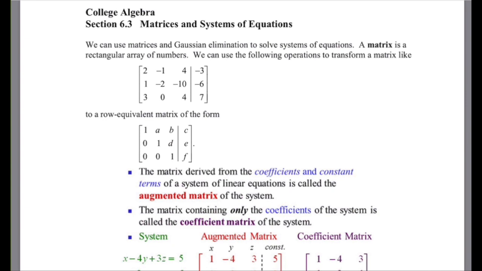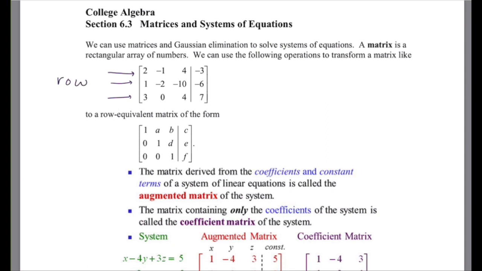System of equations in 3 variables, and sometimes it can be tedious rewriting so much at once. So another way we can do this is use the Gaussian elimination method utilizing matrices. A matrix is a regular array of numbers, such as what we see in that little box there, and we can use the following operations to transform a matrix, such as the one given, into its row equivalent matrix of the same form.